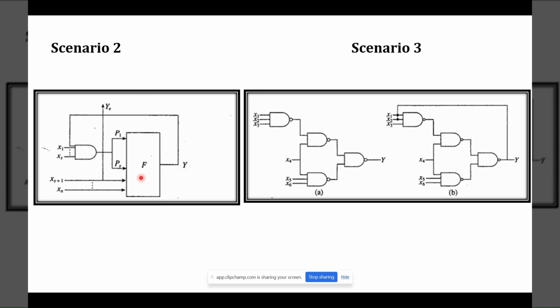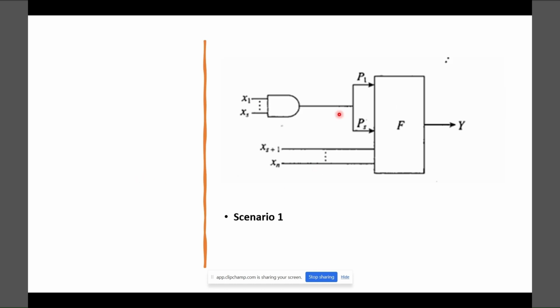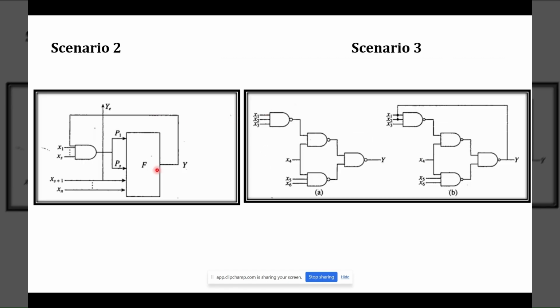Coming to scenario two, what is the type of bridging fault over here? It is a feedback-oriented bridging fault, but there is no feedback, that is, no output to input connection. So we call this a non-feedback bridging fault. This is a feedback bridging fault. In general, a bridging fault in positive logic is assumed to behave like a wired AND, and a bridging fault in negative logic behaves like a wired OR.